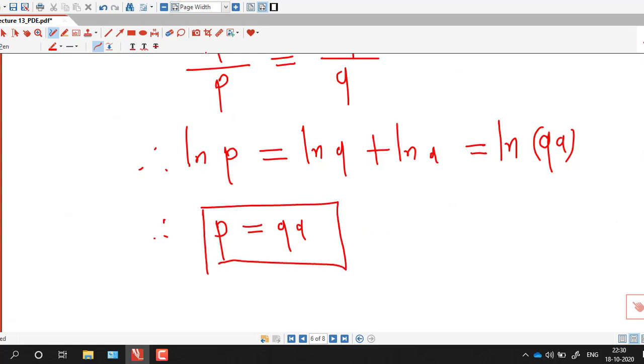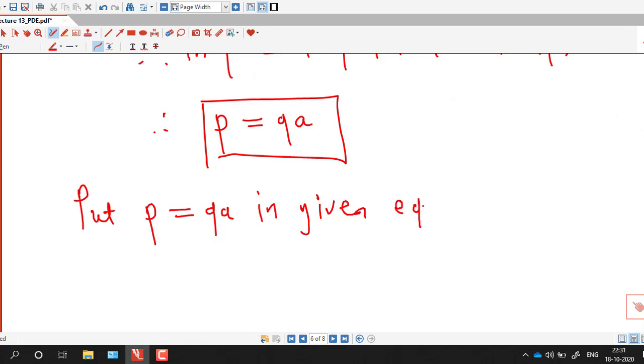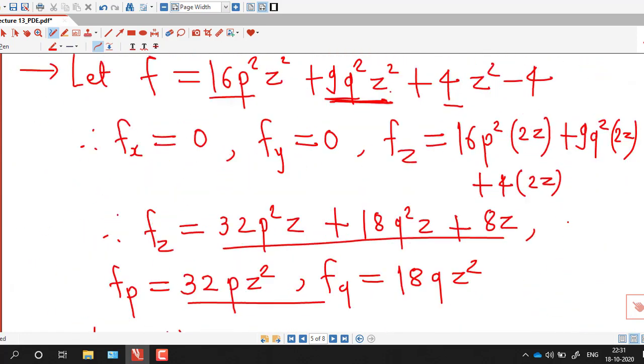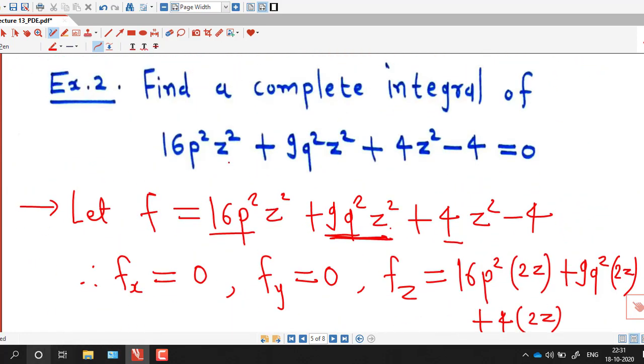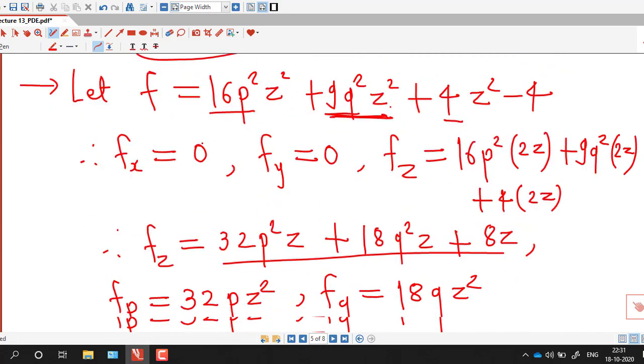Now we put p equal to q into a in the given equation. The given equation is this one, so in this equation we have to put p equal to qa. The first term is going to be 16 a square q square z square.